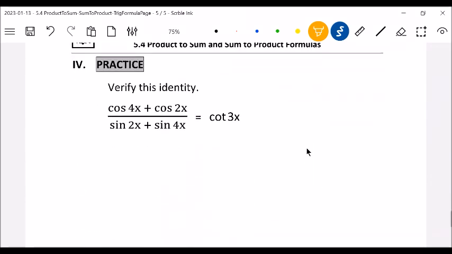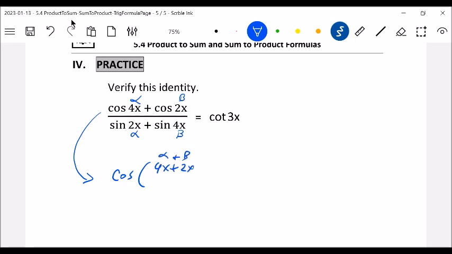Let's practice another identity. So this one has cosine 4x. There's our alpha for that. And cosine 2x is our beta. On the bottom, that's its alpha and its beta. Okay, so the formula for the top one is cosine, 4x plus 2x, so it's alpha plus beta over 2, times the cosine of 4x minus 2x, so it's alpha minus beta over 2.